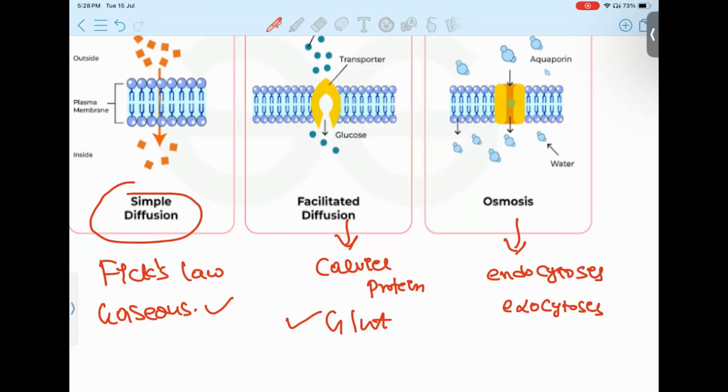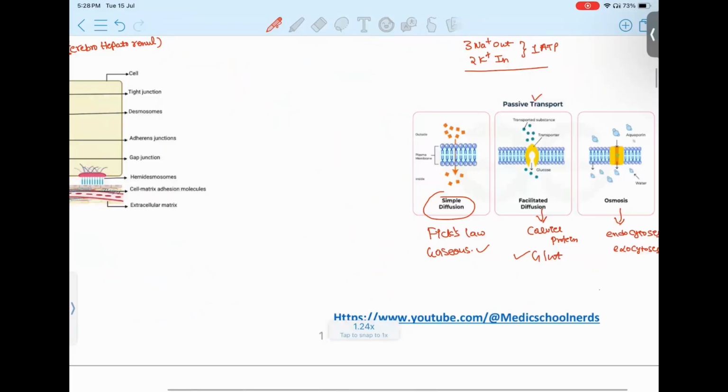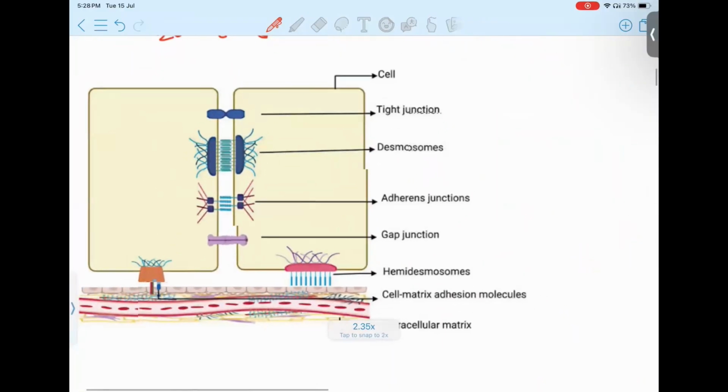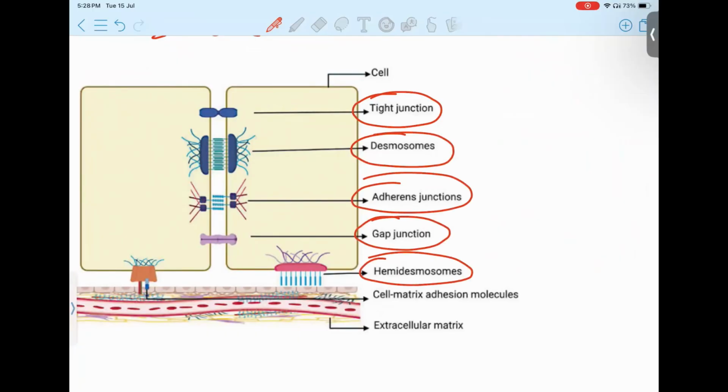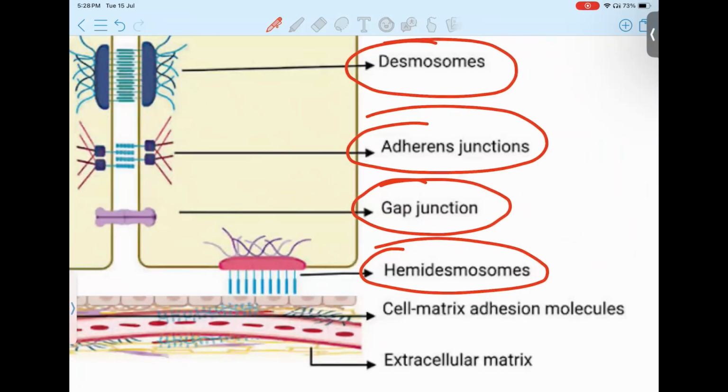Okay, these are your examples. Next, moving on to the junctions. In the junctions, we have to remember the tight junctions, the desmosomes, adherent junctions, gap junctions, and the hemidesmosomes. Here you can clearly see the hemidesmosomes are connected with your basement membrane and your cell. So this is what the hemidesmosomes are.